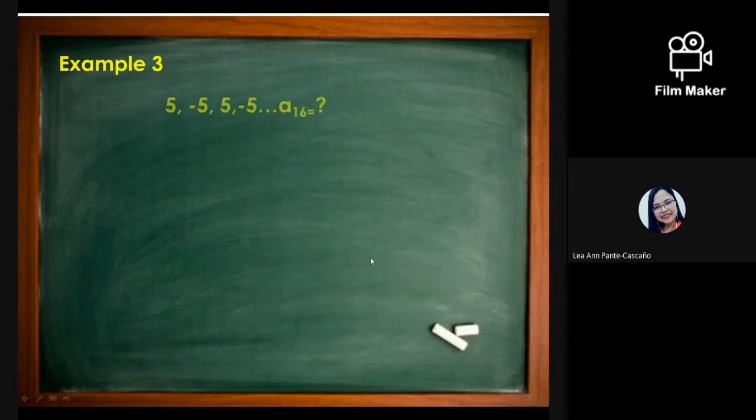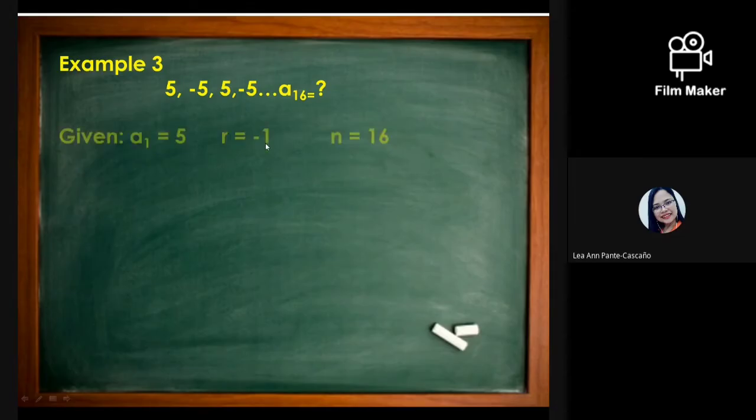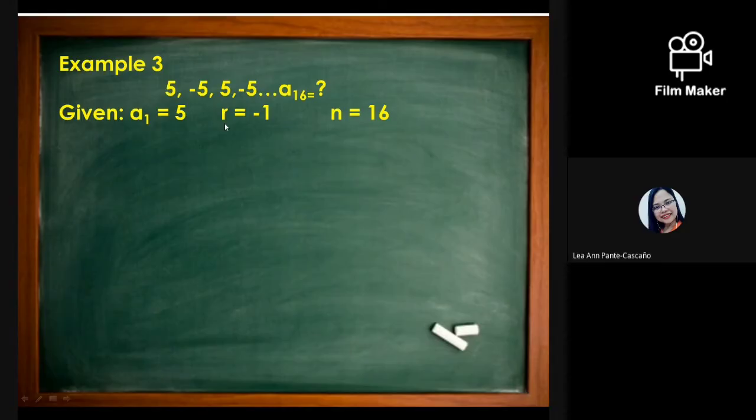Example number 3. Kung meron daw tayong 5, negative 5, 5, negative 5, ano daw po ang ating A sub 16? Siyempre, let's have first the given. First term ay 5. Observe. Sabi ko po, ang common ratio ay negative. Ang ating sequence ay alternate in sign. Observe po, alternate yung sign nila. Okay, kasi negative ang ating common ratio. Number of terms is 16.